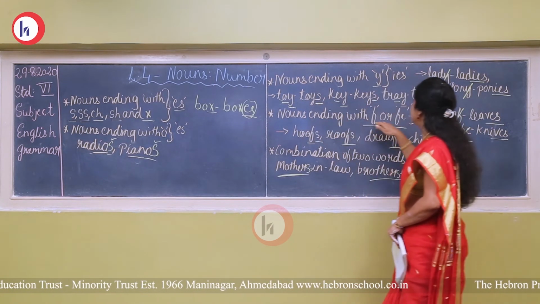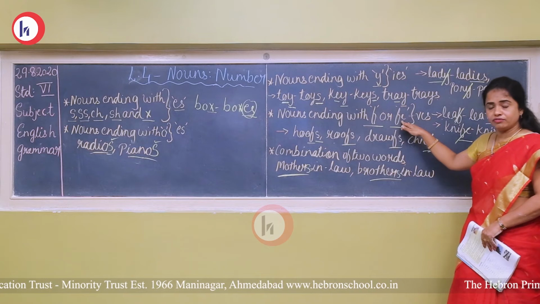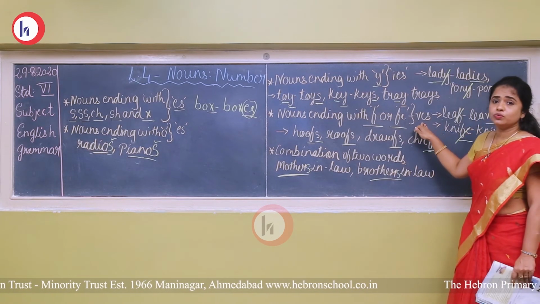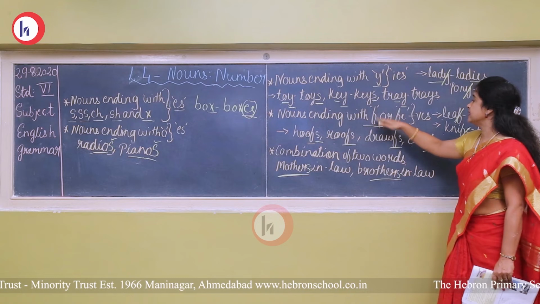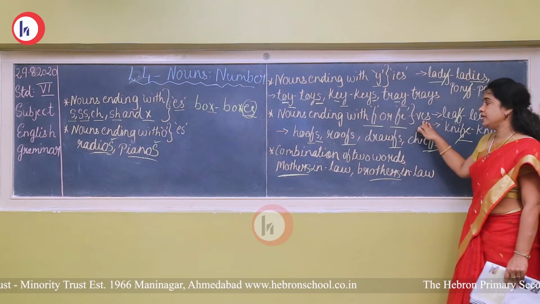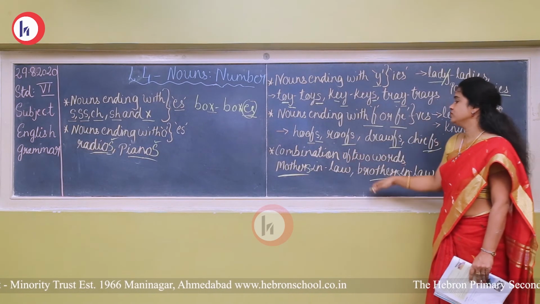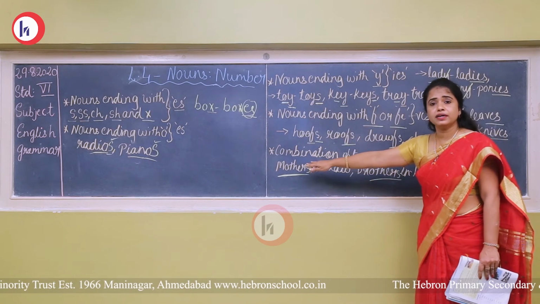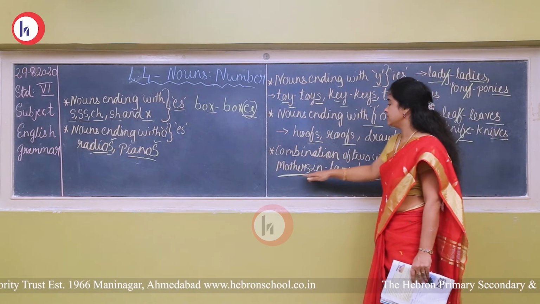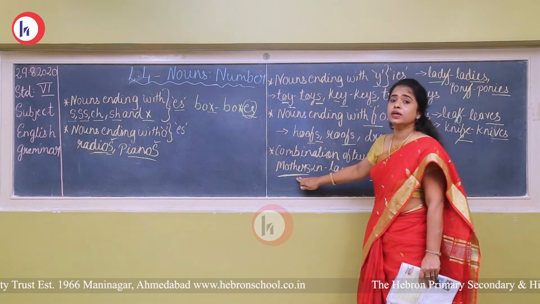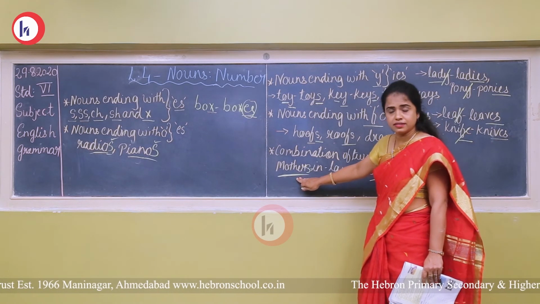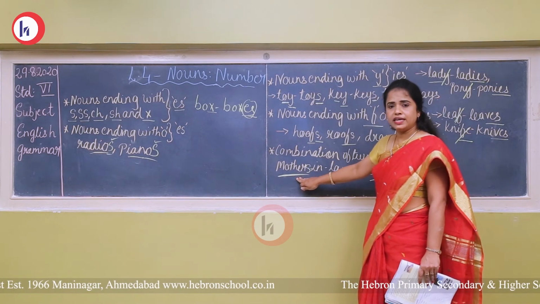Okay. Nouns ending with F and FE: just omit these letters, F and FE, and put VES. The other one is a combination of two words. When two words are given, find the principal word. Here, mother-in-law becomes mothers-in-law. Sister-in-law: sister is the principal word, so just put an S to the sister, that is sisters-in-law. So here plural is formed.